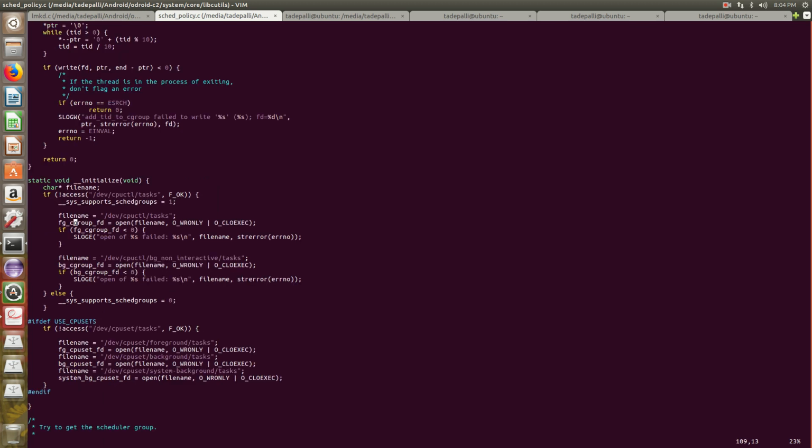Now let's see how we get the FG C group FD. You can see here the FG C group FD is something you get by opening the dev CPU control tasks file, and the background non-interactive tasks file is where you get the BG C group FD. So once you have your setup done in init.rc, wherein you have created the necessary C groups for foreground and background tasks, and you have set the period at which they need to run and the CPU shares, that's it. All you need to do is put the thread ID or the process ID into the particular C group, and everything is taken care of by Android. So that's how it goes.